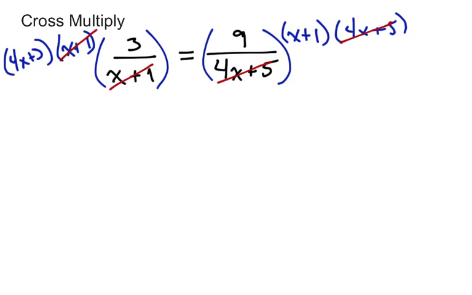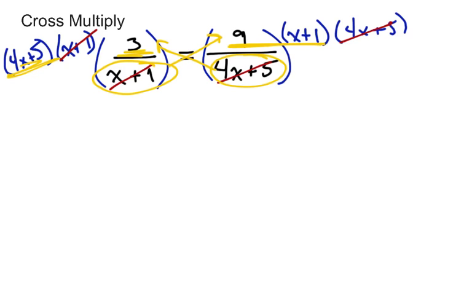And in essence, what happened is this x plus 1 gets multiplied by 9. That's what's showing right here. And this denominator gets multiplied over here, 3 times the 4x plus 5. And that's what cross multiplying is. So we don't have to really show we're multiplying by both denominators.